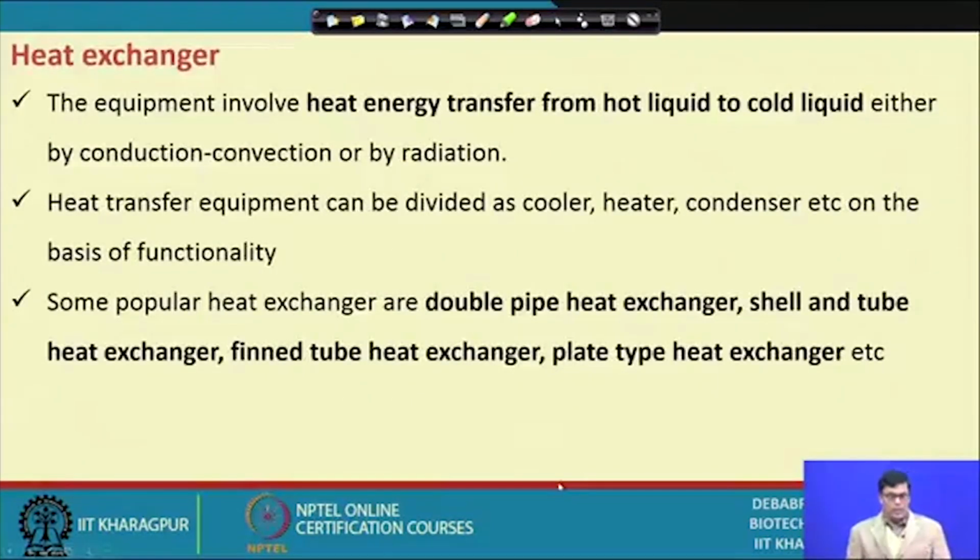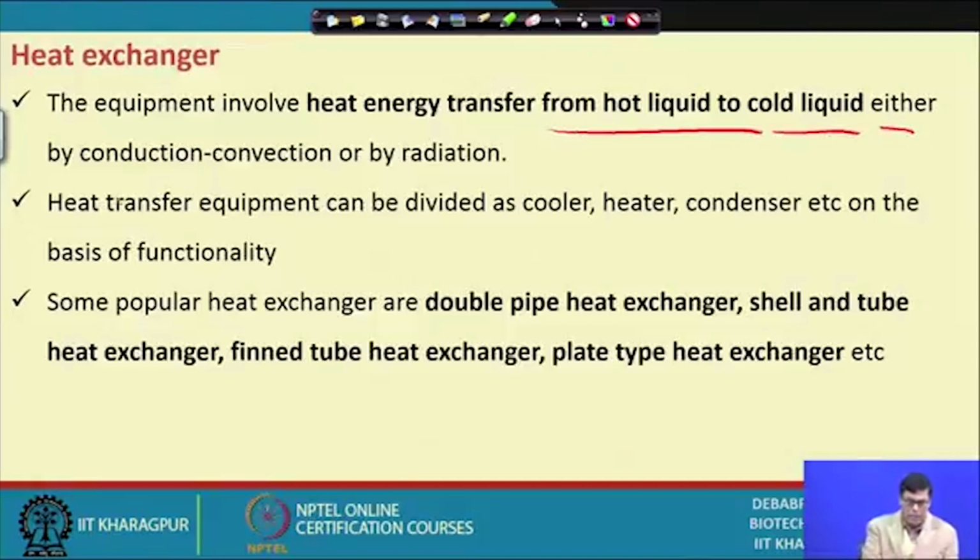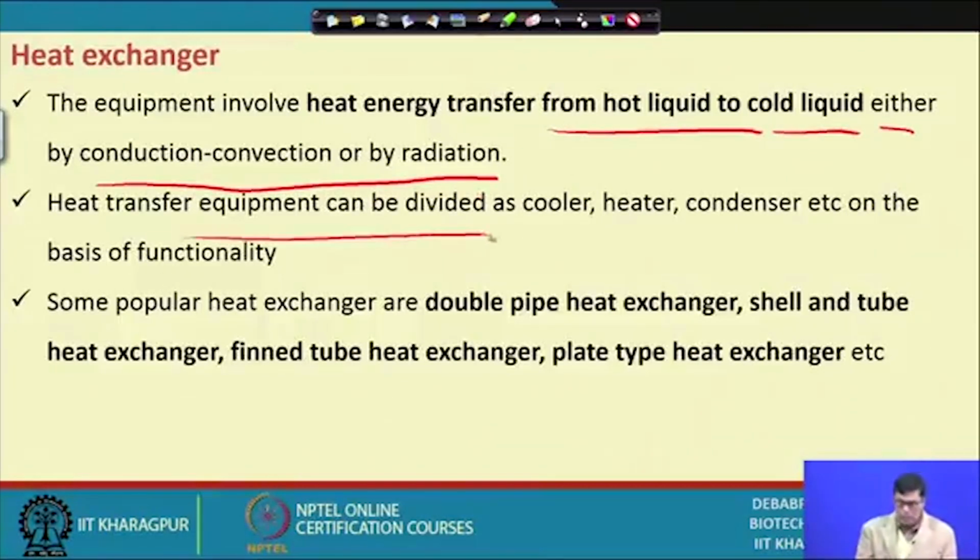The heat exchanger is equipment in which heat is transferred from a hot liquid to a cold fluid, either by conduction, convection or by radiation. Heat exchangers can be divided into cooler, heater, condenser, etc., on the basis of their functionality.